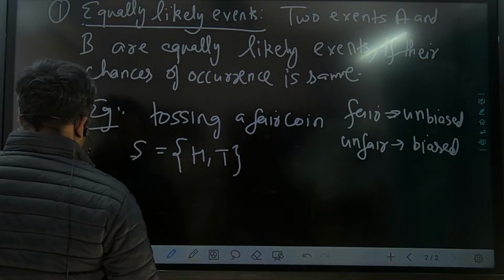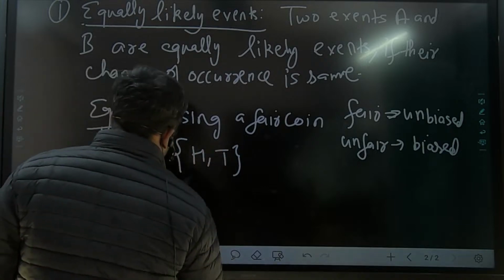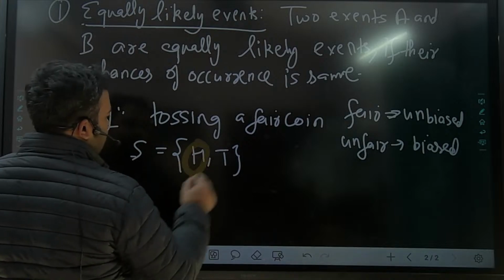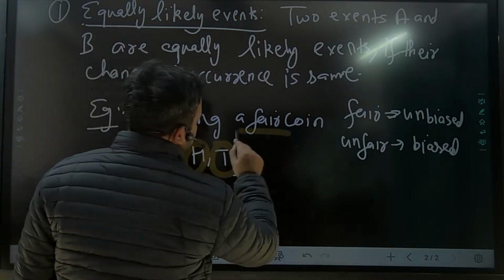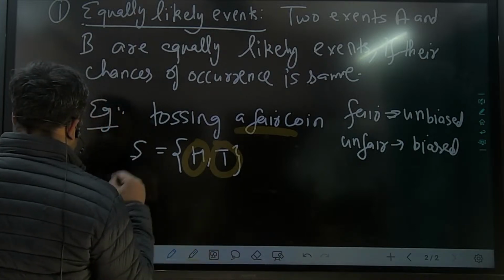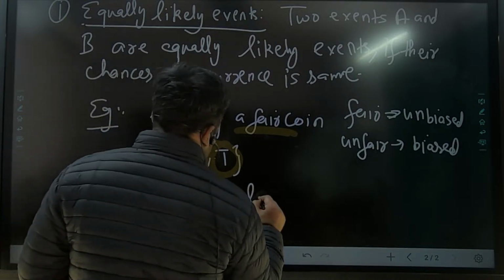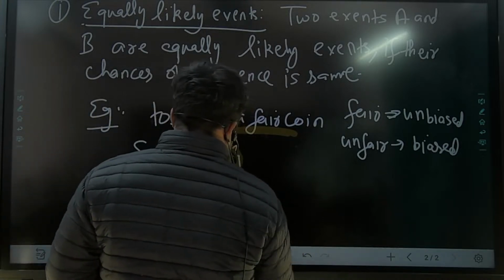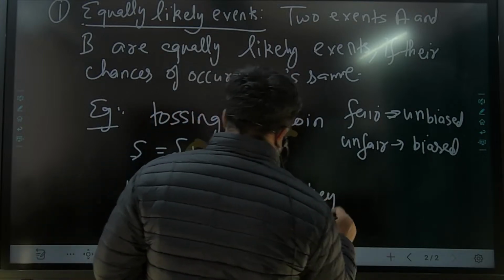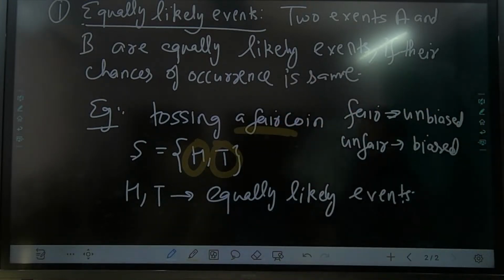If you see the probability of head coming and tail coming, or chances, right now we say chances, not probability, because the probability definition will come later. The chances of getting head are as good as the chances of getting tail, because it is a fair coin, not an unfair coin. So head and tail are equally likely events. And you know that the probability will be half and half.